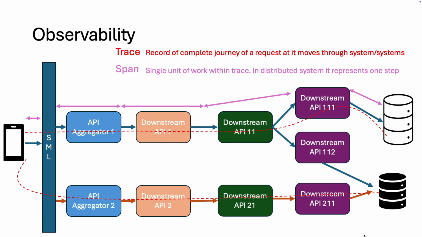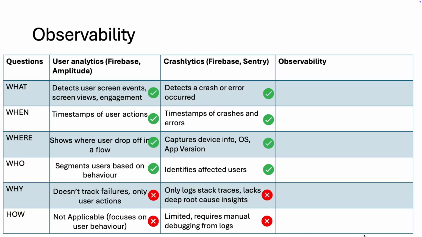Observability allows you to track traces and spans. I am not talking about how it does it because that is beyond the scope of this particular video. Here we are just trying to understand it at the conceptual level. So let's go back to the table here.